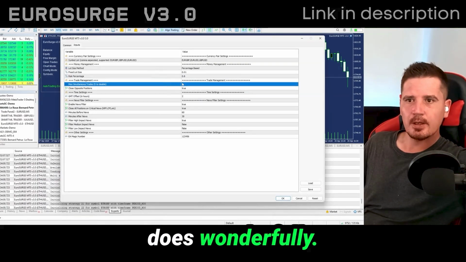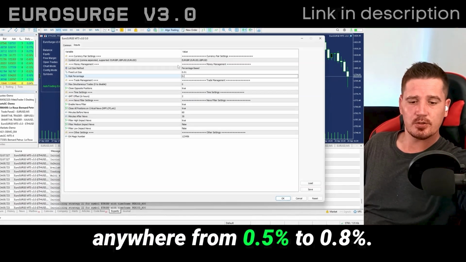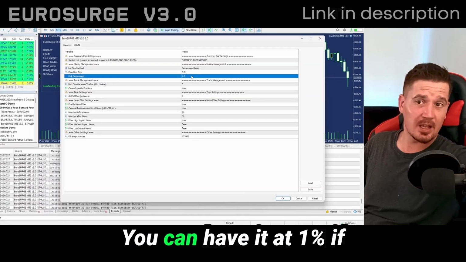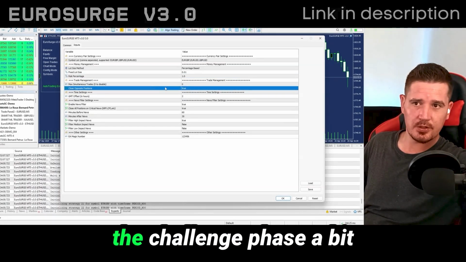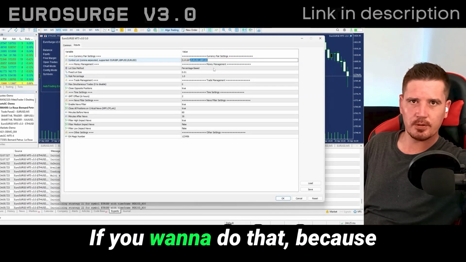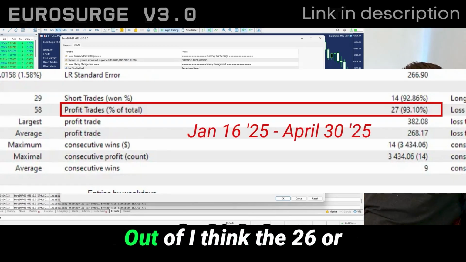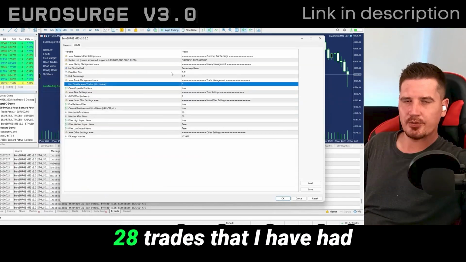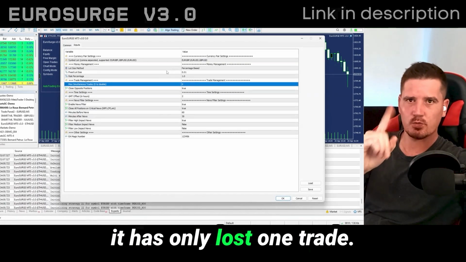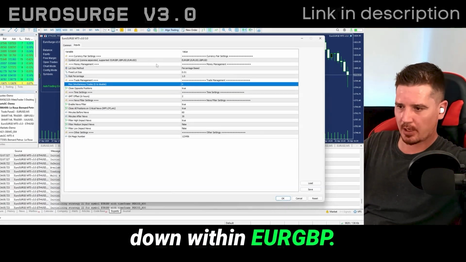It does wonderfully. If you are using prop trading, you can set it to anywhere from 0.5 to 0.8%, and it'll trade very beautifully. You can have it at 1% if you want to get through the challenge phase a bit quicker. Just make sure that you use Euro Pound if you want to do that. Because right now, for this year, Euro Pound only had 1 loss out of, I think, the 26 or 28 trades that I have had from Euro Pound this year. It has only lost 1 trade, approximately 4% drawdown within Euro Pound as a standalone.